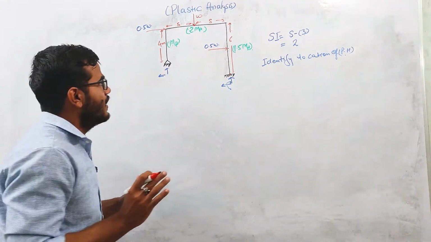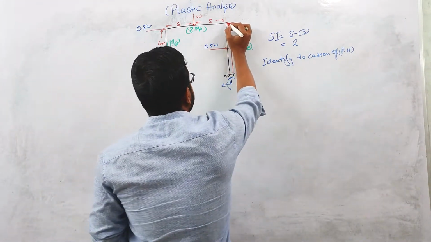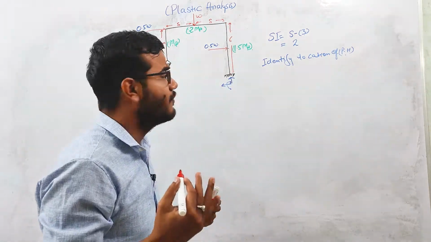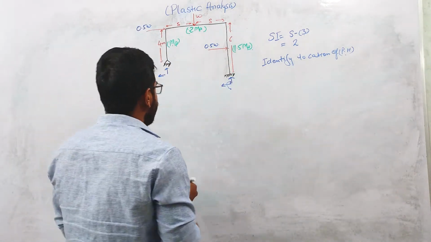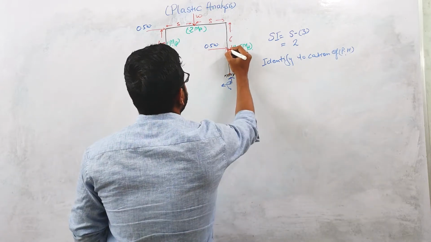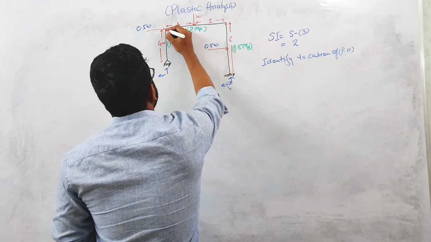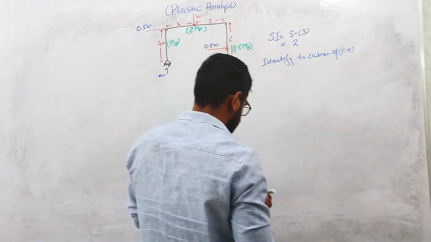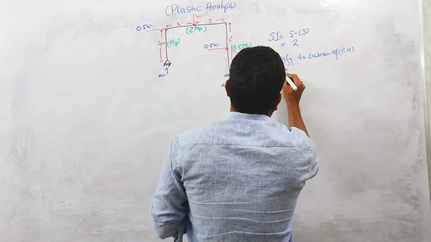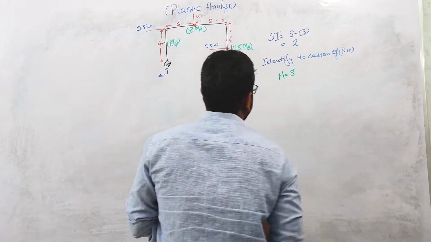In the diagram, we are showing that the plastic hinge will form at this joint. Actually, it is not forming on the joint; it will form on the weak member. So we will have 5 locations where the plastic hinge can form: at this point, this point, this point, this point, and this point. So the total number of plastic hinge locations, n, is equal to 5.